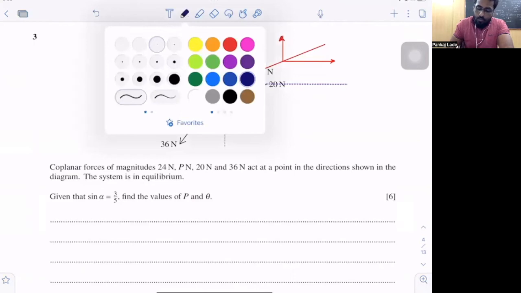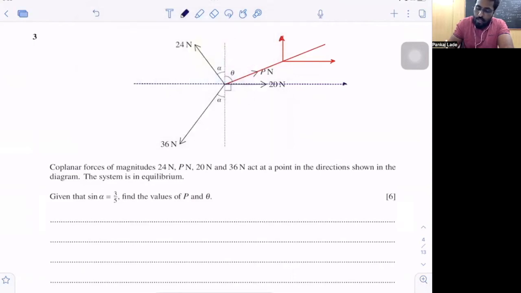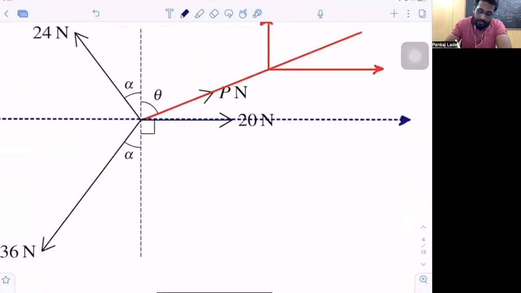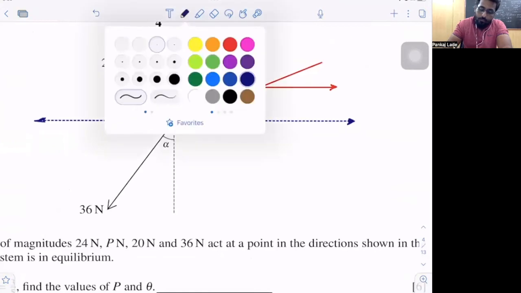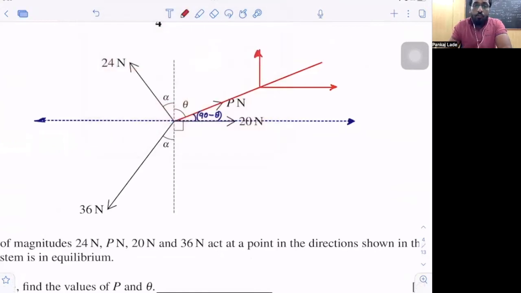Now if I ask you the inclination of the P Newton force with the x-axis, can you see the inclination of the P Newton force with the y-axis? That's theta. So you can easily say that this angle is 90 minus theta, right? The angle made by the P Newton force with the horizontal line is 90 minus theta. So I can have the horizontal component of the P Newton force as P cos 90 minus theta. But don't you all know that cos of 90 minus theta is sine theta?